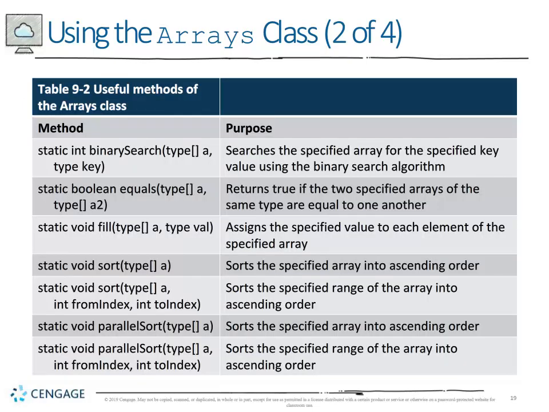This table shows some of the useful methods of the Arrays class. For each method listed in the left column of the table, type stands for a data type. An overloaded version of each method exists for each appropriate data type. For example, there's a version of the sort method to sort integer, double, character, byte, float, long, short, and object arrays. Those are static methods, so when we call those methods, we just use the Arrays class name, Arrays dot, then the method name.